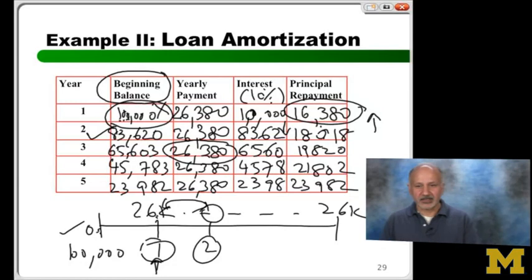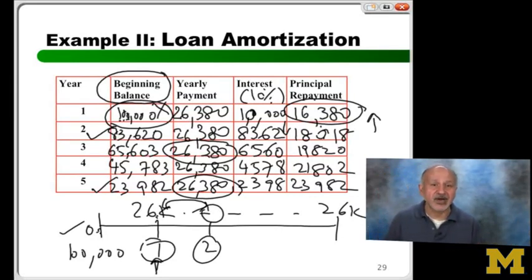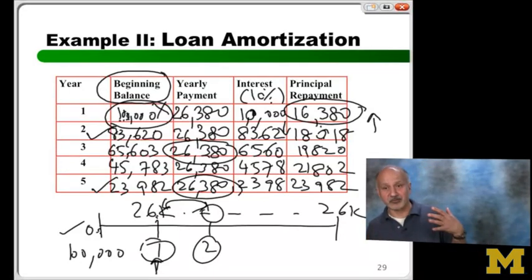So see what's happening now. At the end of the year, how much did I owe? 23,982. But I paid 26,380. You see, I owe 23,982, but I paid 26,380. Why did I pay more than I owed? Because I owe 23,982 at the beginning of the year, and I have to pay interest on it of 2,398. So I have to pay 26,380 to be able to pay back the loan.